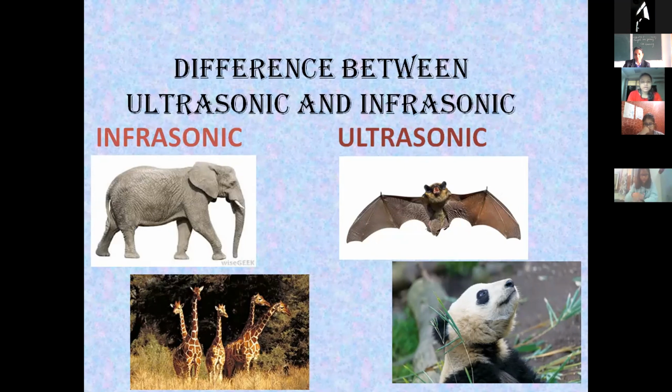Ultrasonic sounds are those which include frequency of sound above 20,000 hertz. These sounds are produced by objects vibrating very rapidly. Ultrasonic waves are from 30,000 to 50,000 hertz. Sources are bats, pandas, etc.